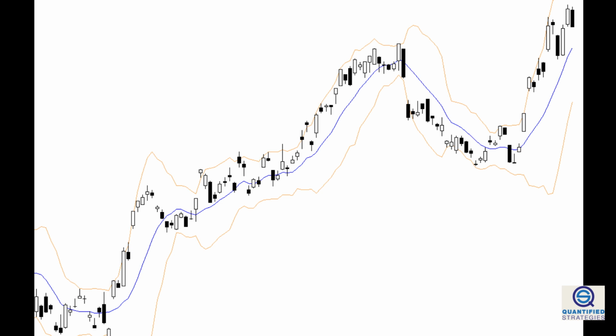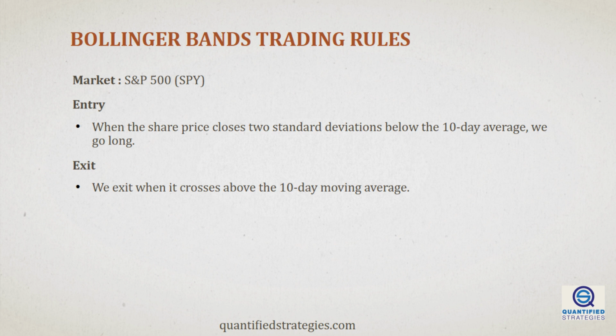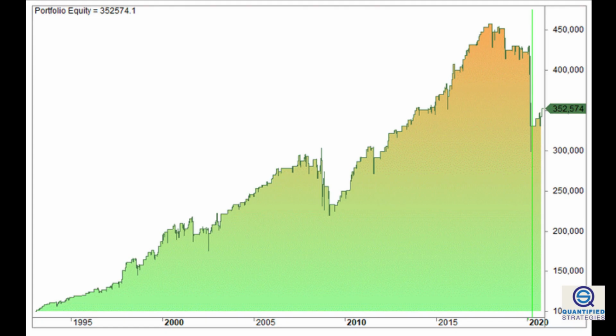Let's look at a backtest to illustrate our point and test the following strategy. When the share price closes 2 standard deviations below the 10-day average, we go long. We exit when it crosses above the 10-day average. Applied to the S&P 500, the equity curve looks like this, and this is not a very inspiring curve. The sharp drops in value make this strategy untradeable, in our opinion.